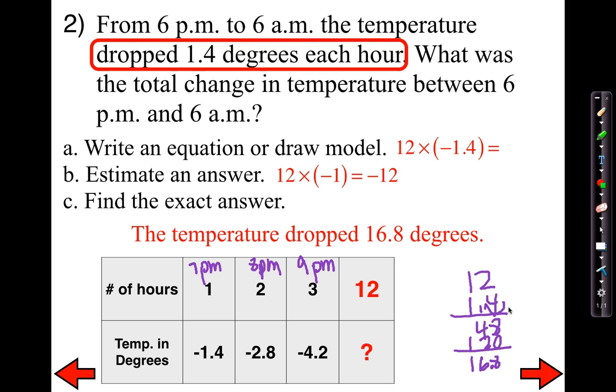And I do end up with 16.8. Well, you'll notice that technically the answer is negative 16.8, but you don't see a negative in my response. It's because I use the word dropped. Dropped kind of indicates the negative aspect of it. So I can say the temperature dropped 16.8 degrees.